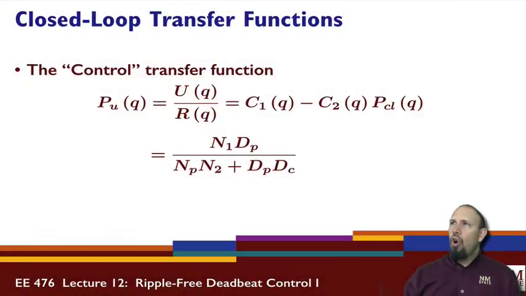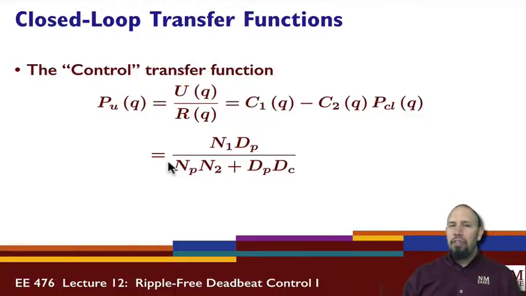Finally, we have the control transfer function. The control transfer function is the transfer function from r to u, and so I can actually define that this way. It actually comes out to be c1 minus c2 times the closed loop transfer function, that is the transfer function y. And again, when I simplify all of this, I get down to this. So again, a polynomial over a polynomial, same denominator as I had before.